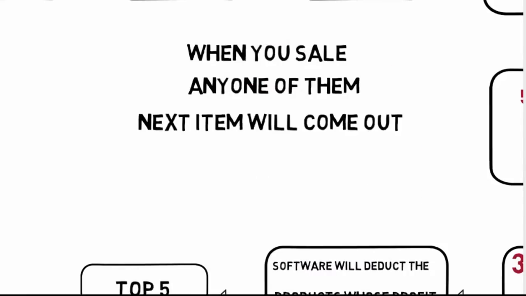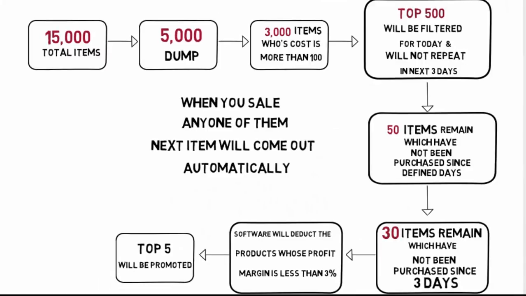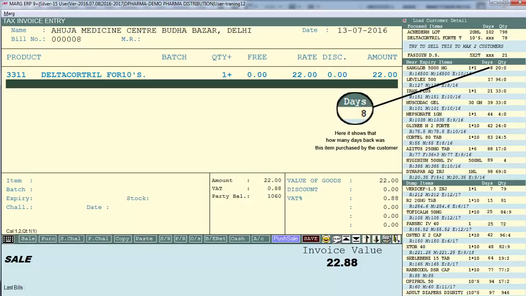So in this way, slowly dump stock will get sold out, and within maximum 3 months or 4 months, all the dump stock and near expiry stock will get sold out. Push sale displays a list of vital items at the side of billing screen of the operator. It recognizes some unique types of products while billing.